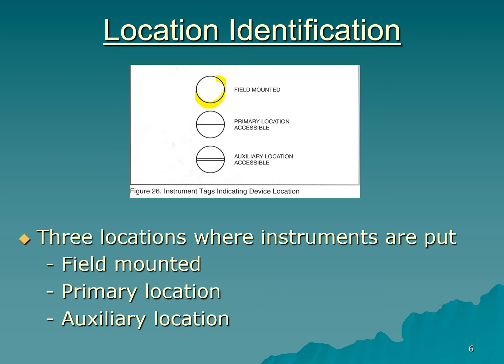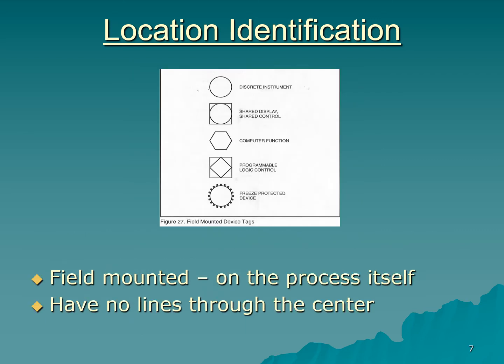Next is the location. Without having anything here, it means it's field mounted. A single line means it's a primary location, and 2 is auxiliary location. So primary location could mean basically where the measuring device, the thing that's taking the measurement, is going to be. You can have the sensor off in the field and have it reporting back to your device. So this is a discrete instrument, field mounted on the process itself, and they'll have no lines in the center.